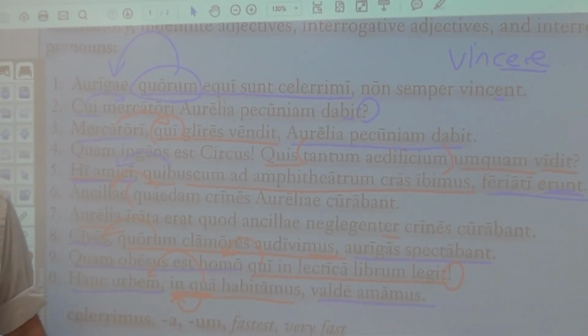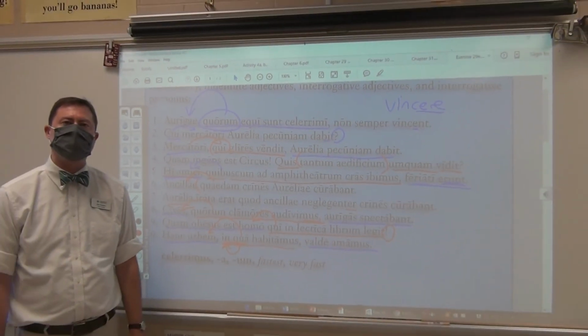Hopefully this can help you out a little bit understanding all your Q words, and especially the new interrogatives. Thanks.